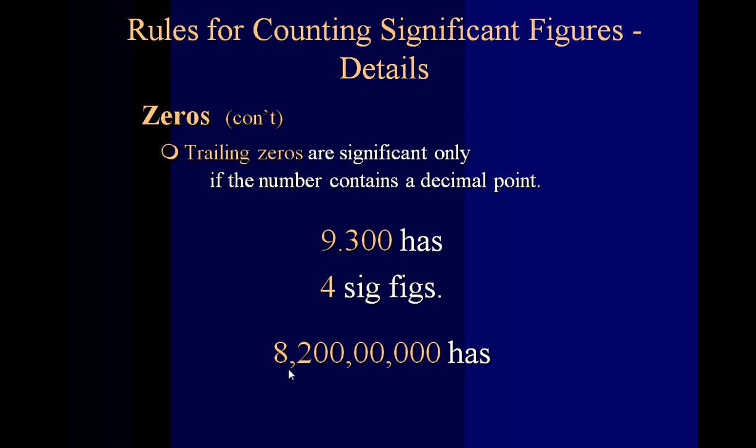If I look at this one, commas are not decimal places. So there's only 2 sig figs here because there is no decimal here. If we had a decimal at the end right here, then they'd all be significant. But since these are commas, there's only 2 sig figs. Okay.